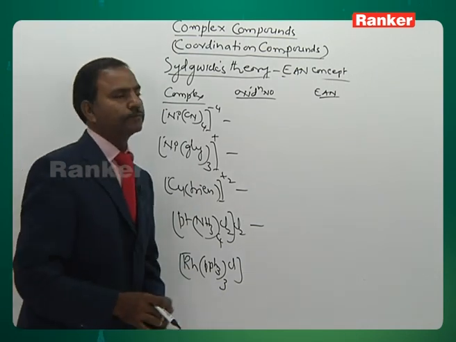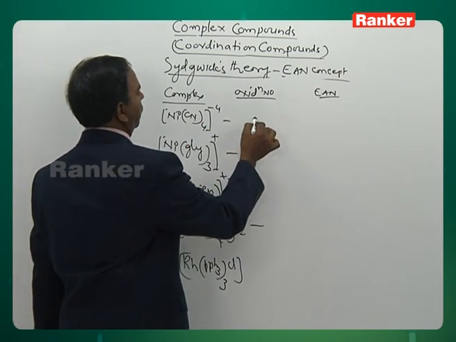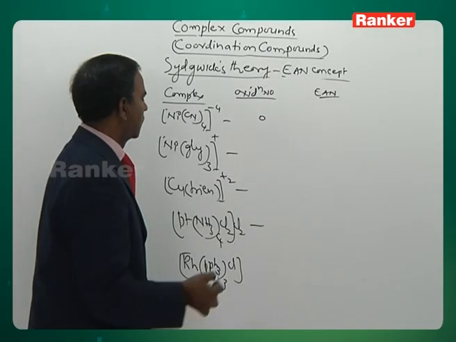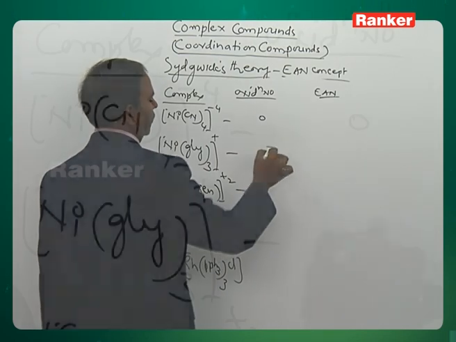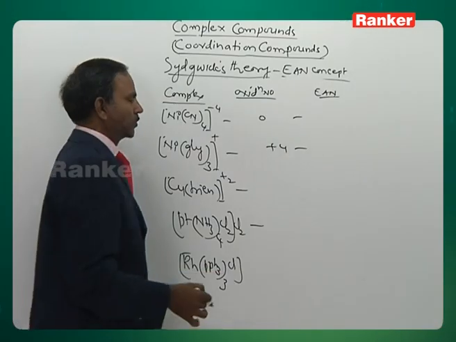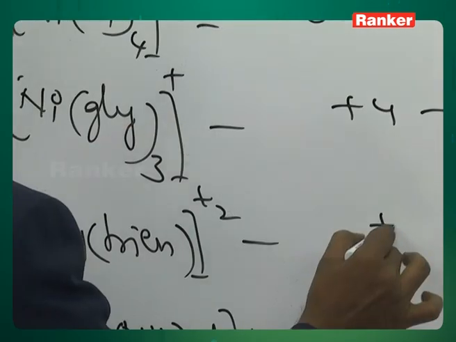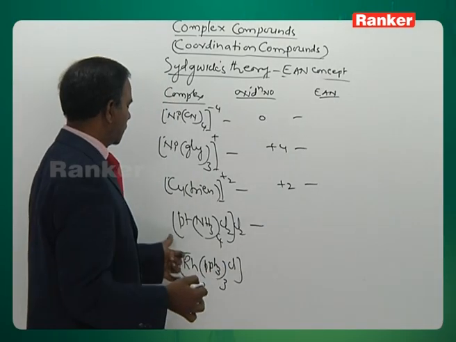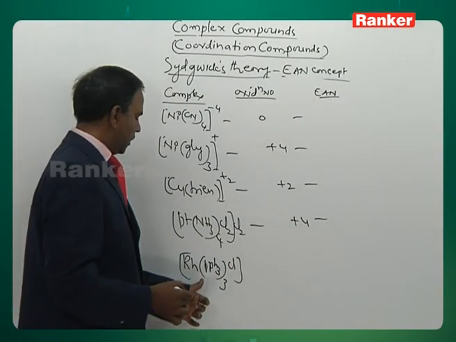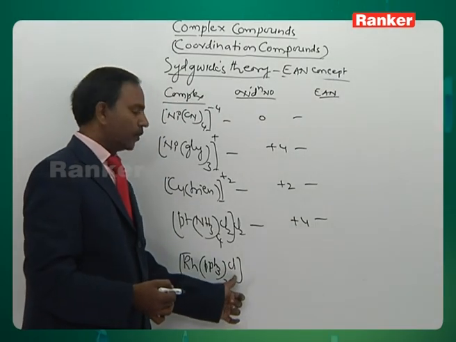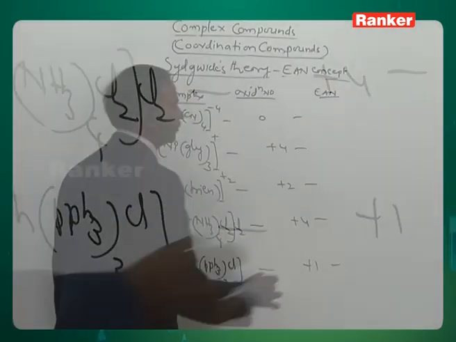Again, check the oxidation number. Inside, negative charges are 4; 4 charges are already existing there. If you calculate and check, the oxidation number comes to be 0. Then here glycinate, 3 negative charges, 1 more plus charge is there, then the oxidation number comes to be plus 4. Here triene is neutral. Whatever charge is existing, that is the charge of the metal ion, plus 2. Here 2 plus 2, 4 chloride ions are there, then it is plus 4. Here triphenylphosphine is a neutral ligand, and one chloride ligand is there, then it is coming to be plus 1.